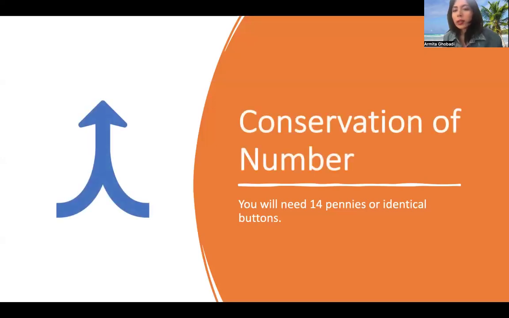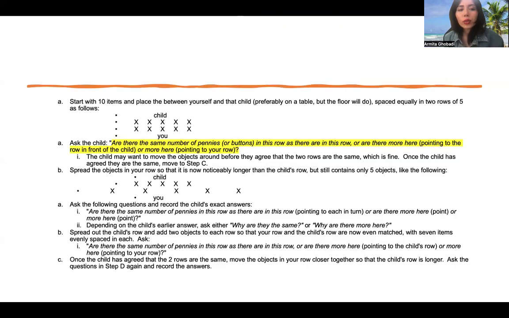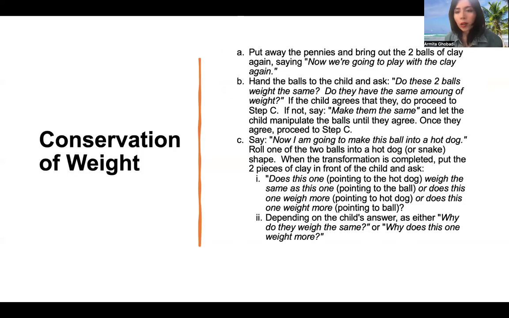Another one is conservation of number, in which you're going to have, for example, 14 pennies or coins in general, and you're going to do the different steps of these experiments to make sure the kid can understand the concept of conservation of number. Then comes weight. Again, it is similar to before, and you're going to read each step and try to follow it.